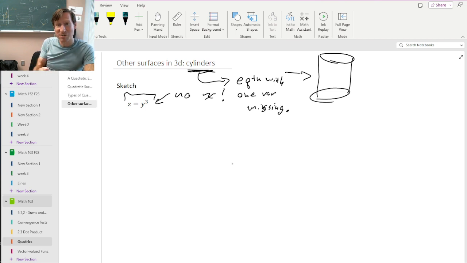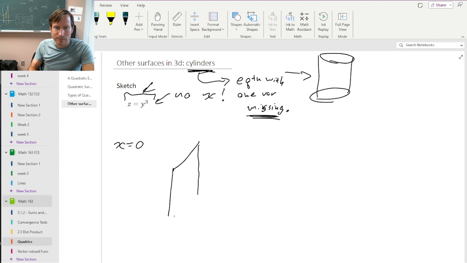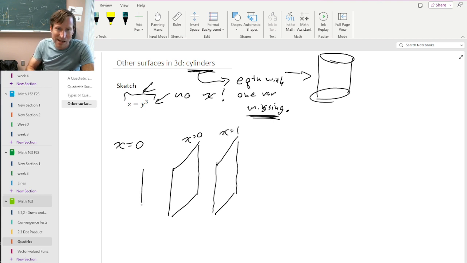Okay, so that's going to make a cylinder. The trick I'm going to show you for understanding what surface this makes will work for any equation where one variable is missing. Okay, so z equals y cubed. Our way of understanding 3D shapes is by slicing them. So let's slice this in the x equals 0 plane. Okay, the x equals 0 plane is going to look like this. And we'll also slice it in a few other planes with constant x value, as we usually do, say the x equals 1 plane and the x equals minus 1 plane.